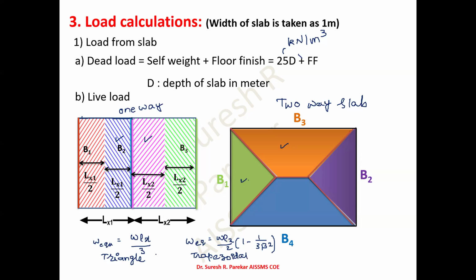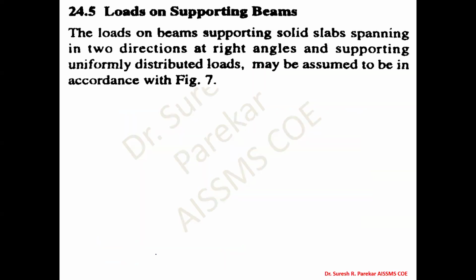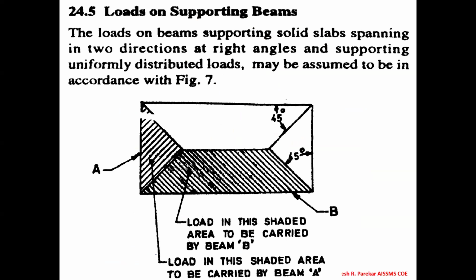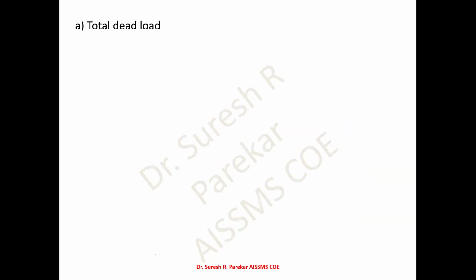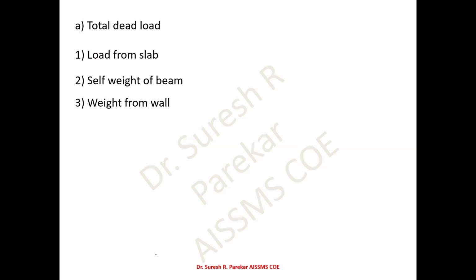Now, once you know these values, that is dead load from slab, you can have this as given in figure 7. If the examiner asks where you have these values, then that is clause number 24.5. Then total load, we have total dead load. We have load from slab, then self weight of beam, and third, weight from wall. Self weight of beam, we are going to consider 25 B into D. That will be self weight. We will get it in kilonewton per meter.